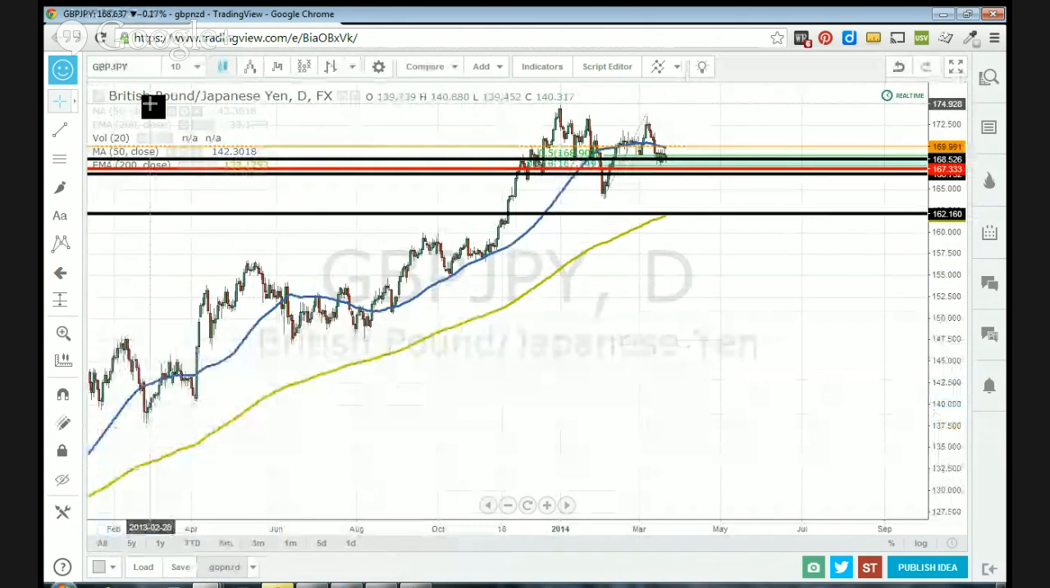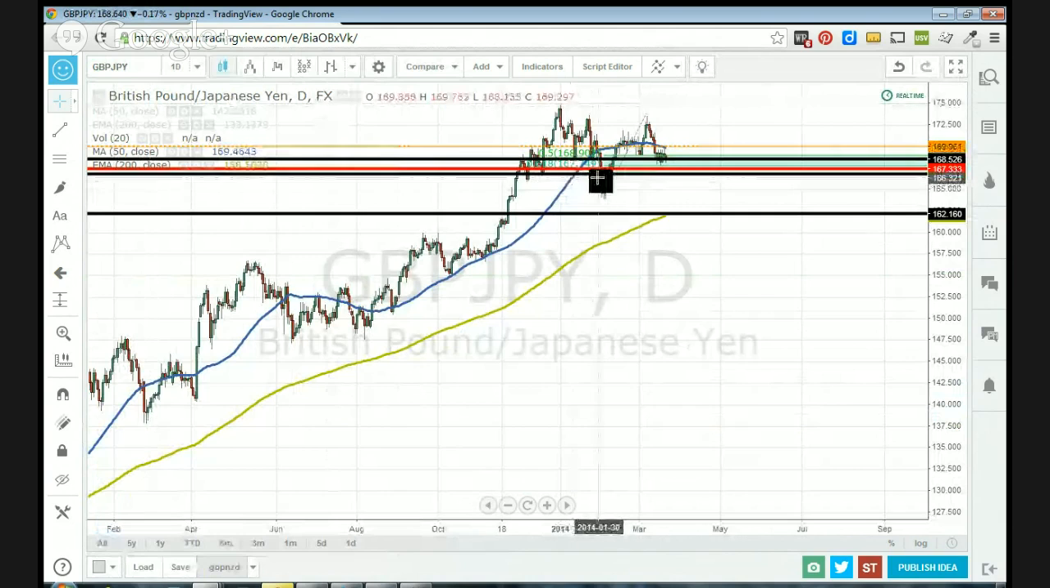Okay, we are long pound yen. Stop is at this red line. Entry here. And I can move to break even at this orange line if we close above it.